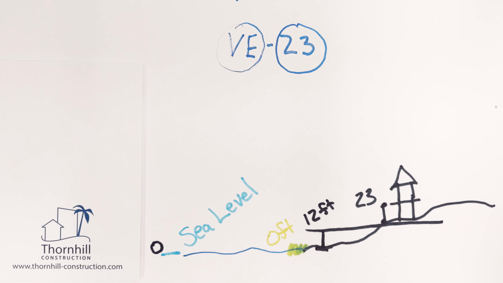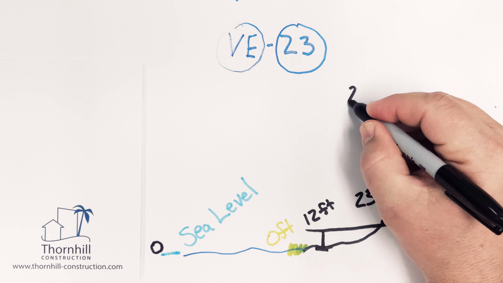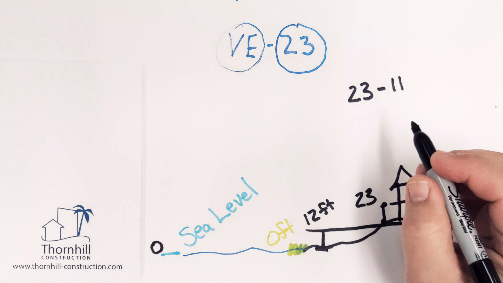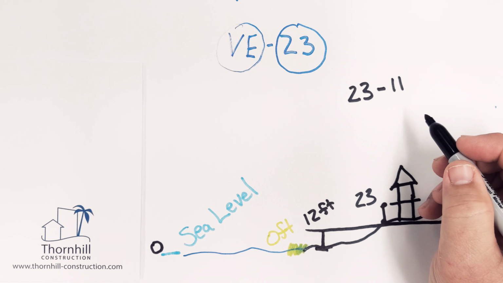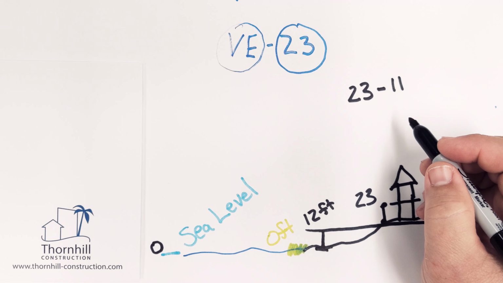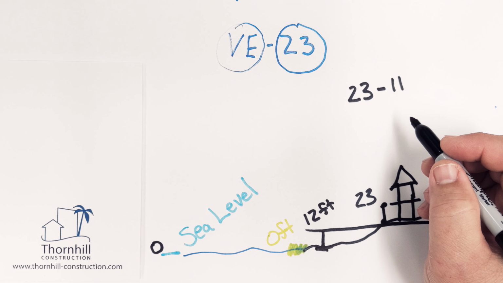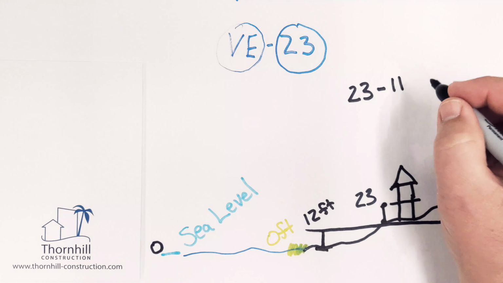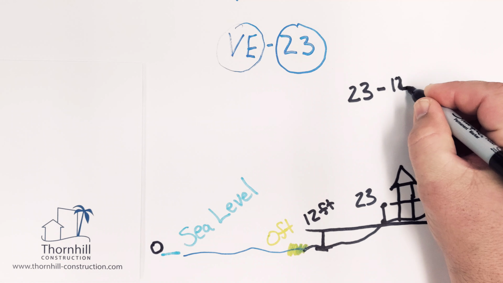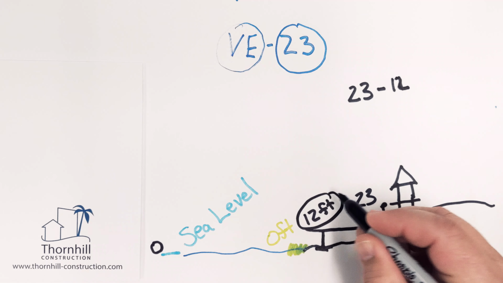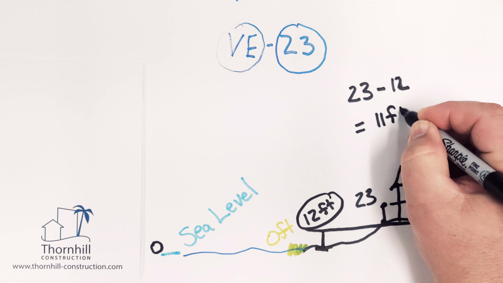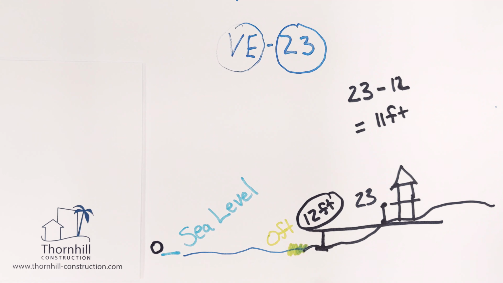Your house basically needs to be an 11-foot elevated structure, because you have the first 12 foot of elevation naturally. Your property has elevated itself above sea level already, just from the dirt that you bought. So it's going to be 23 minus 12, because that's what they assign this number. So 23 minus 12 is going to equal 11 feet. Now, that's going to put you at floodplain.